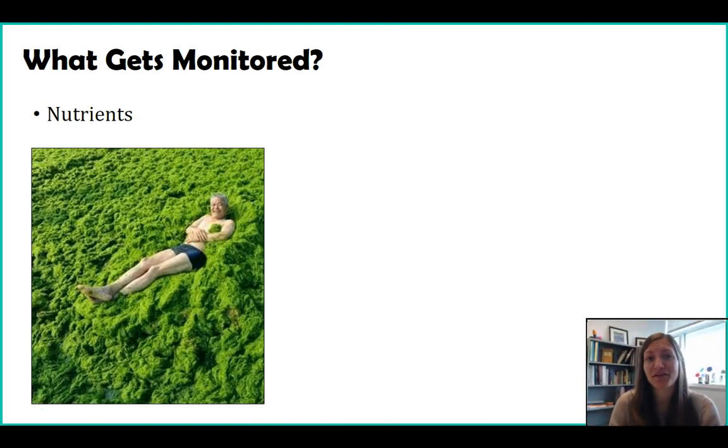Another thing that gets monitored by the Clean Water Act is looking at those nutrients. And we've talked about nutrients quite a lot, that nitrogen and phosphorus and potassium. We've talked about it with agriculture. Agriculture is kind of a separate issue because agriculture is technically not a point source polluter. So we'll talk about that more in our next unit or next lecture.